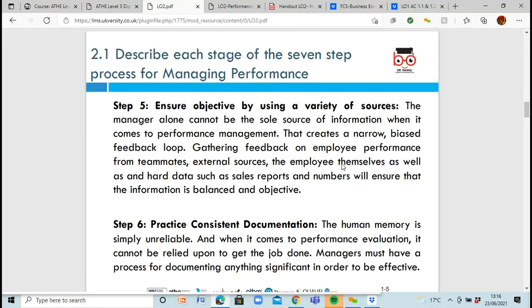Step 5 is ensure objectivity by using a variety of sources. So the manager themselves can't be the single source of information when it comes to performance management, because you're just getting a very small view and it's going to be very biased, and it's going to be a very small feedback loop where you're just having one person telling you things.